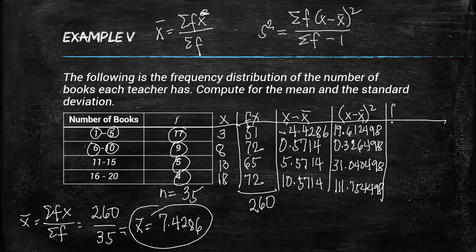Kasi magta-times pa tayo ng f. Kasi yun yung sa formula, oh. F times (x minus x bar) squared. Okay. I-times natin si f. So, 19.612498 times 17. So we have 333.412466. Ganun lang din gagawin nyo sa iba.